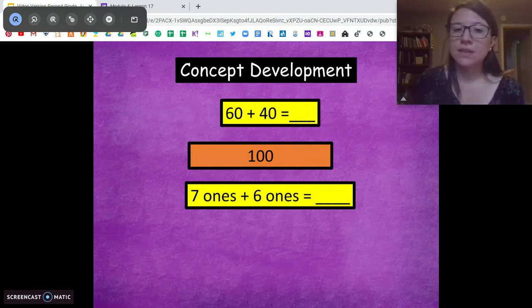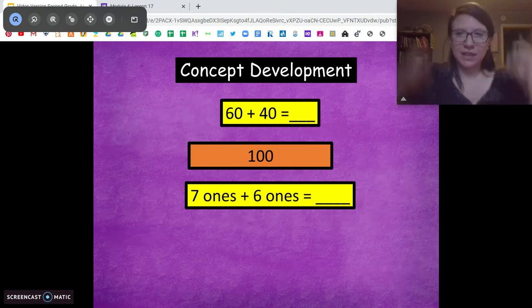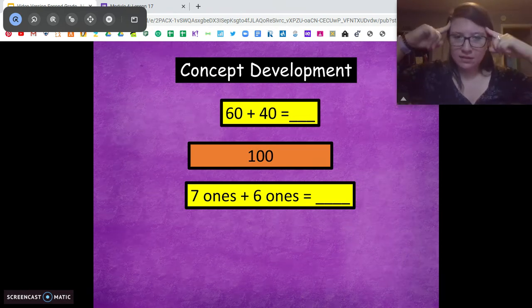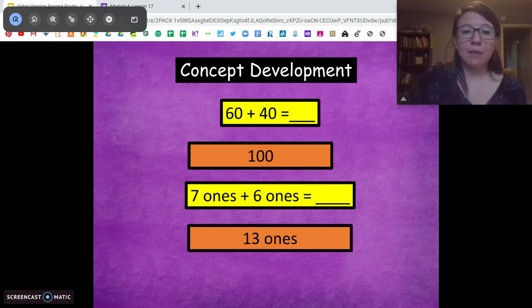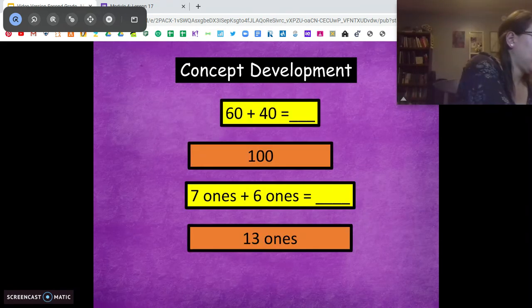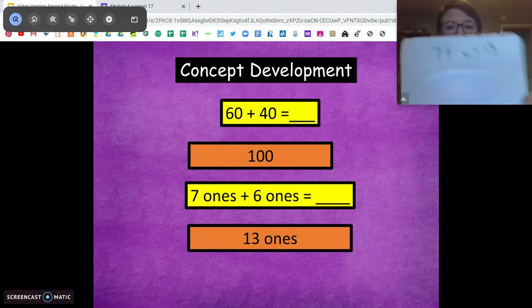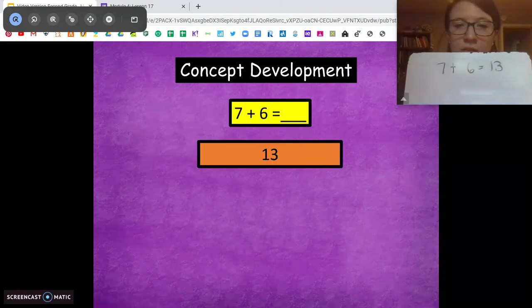What about 7 ones plus 6 ones? We're back to ones. 7 ones plus 6 ones. Think about your fast math facts. 7 plus 6 is 13 ones. Good. Now we're going to up the ante. I'm going to write this on the board for you. 7 plus 6 equals 13. Okay, I'll keep that on my screen.